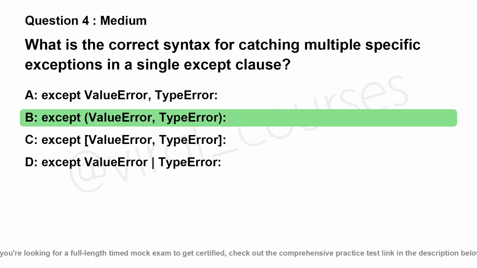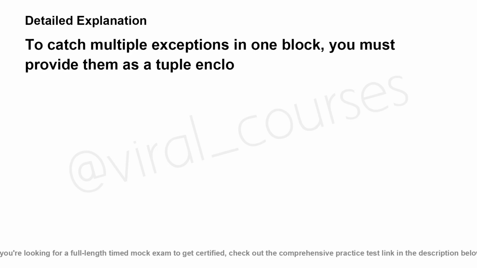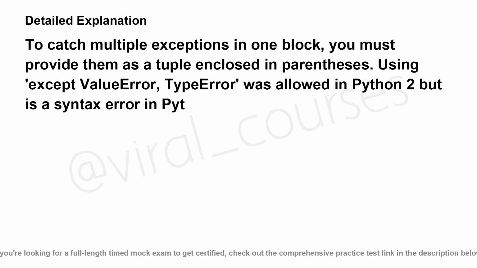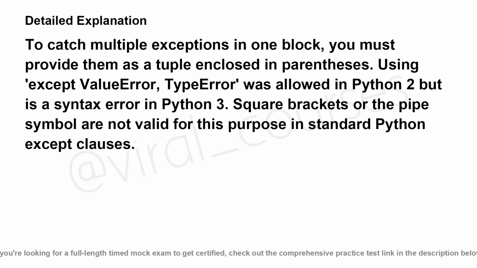The correct answer is B. To catch multiple exceptions in one block, you must provide them as a tuple enclosed in parentheses. Using except ValueError, TypeError was allowed in Python 2 but is a syntax error in Python 3. Square brackets or the pipe symbol are not valid for this purpose in standard Python except clauses.